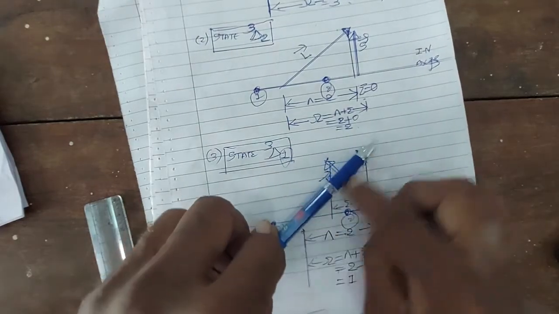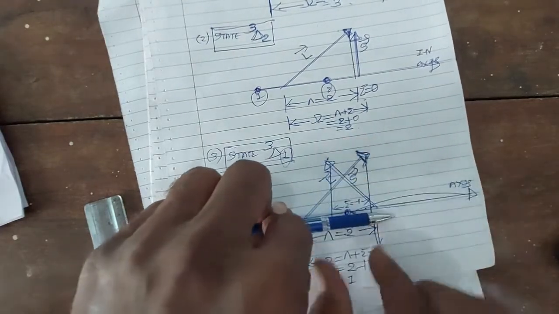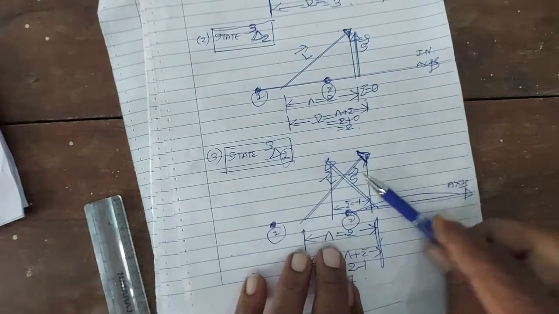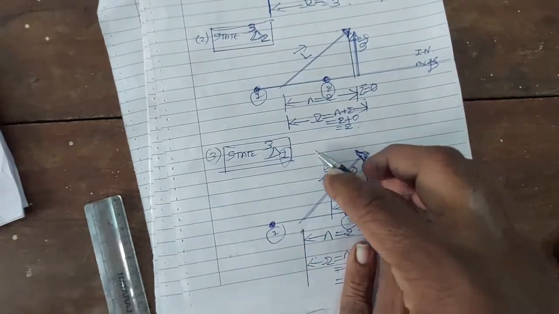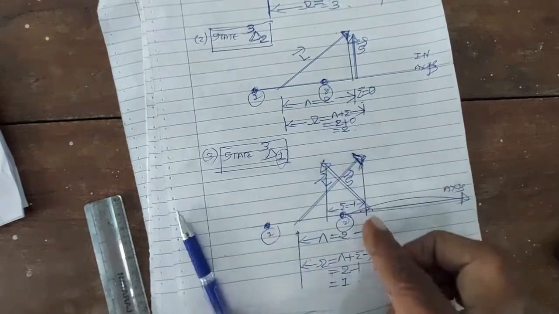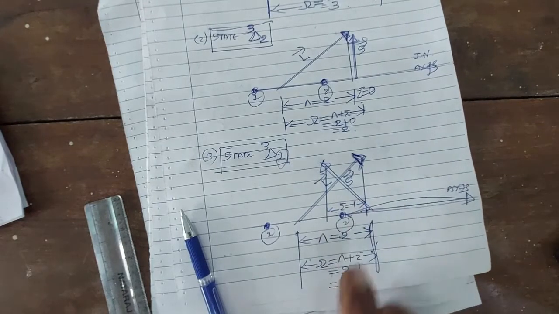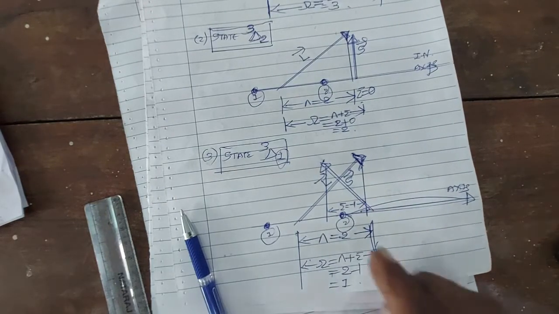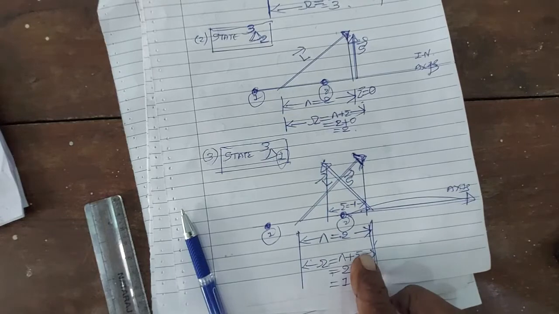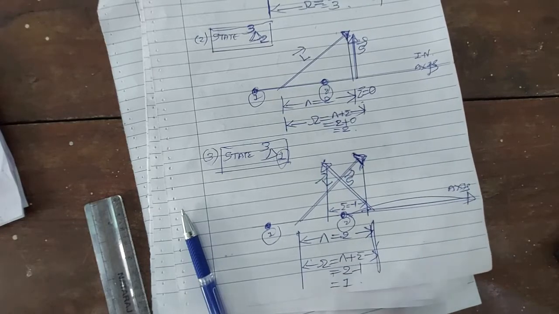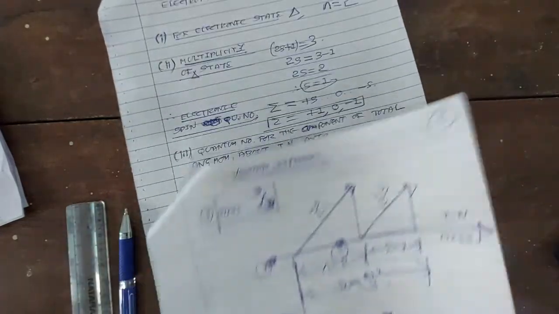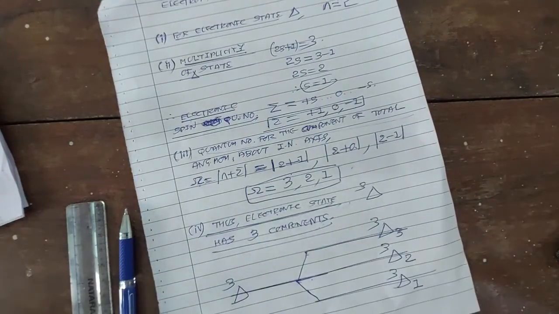And the last diagram shows the state delta 1, in which the total quantum number is 1. So this is the direction of L. Its component along the internuclear axis, lambda, is 2. If the spin vector is in the reverse direction, then the component of the spin vector along the internuclear axis, sigma, will be minus 1. Therefore, the total quantum number omega will be lambda plus sigma, that is 2 minus 1, 1. Okay, so this is the vector diagram.